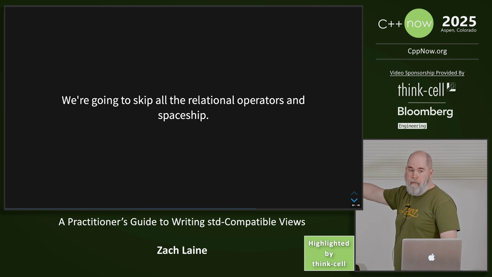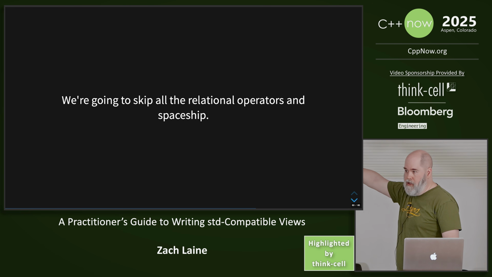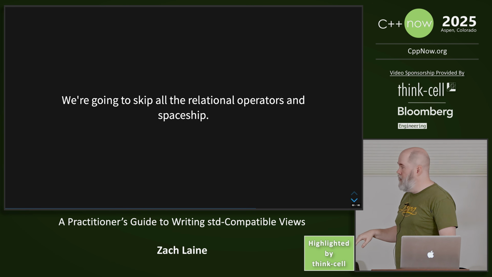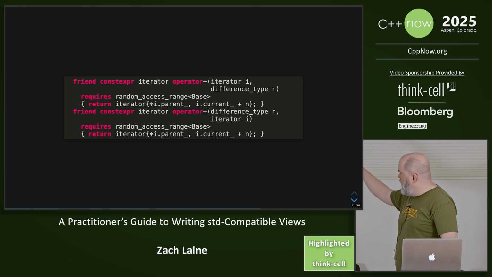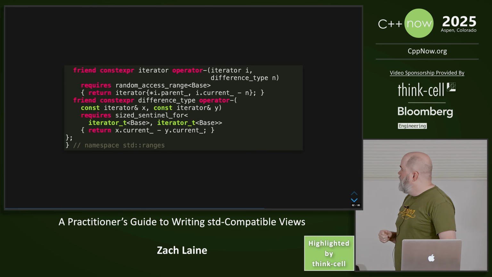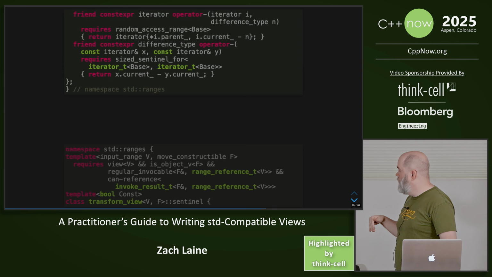There's a bunch of relational operators in Spaceship, but they do the moral equivalent of what you saw on the previous slide. They just dispatch to the underlying iterator and do that operation for those. Then we have some free functions, using the hidden friend idiom here. So we have addition of an iterator and a difference type, or difference type and iterator, again conditioned on random access range. And similarly conditioned on random access range, we have a subtraction of a difference type from an iterator, or two iterators. Okay, and that's it. That's all the operations for the iterator type.